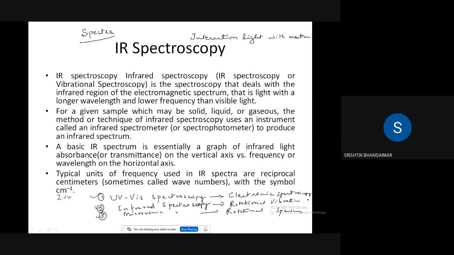UV visible has higher energy, sir. Very good. 200 to 400 nanometers, it has higher energy. And visible is 400 to 800, say 700, so UV and visible together. Infrared is 700 or 750 onwards. Then microwave is around 10,000 nanometers or so, a very high wavelength, so lower energy. So UV visible has higher energy and microwave has lower energy.